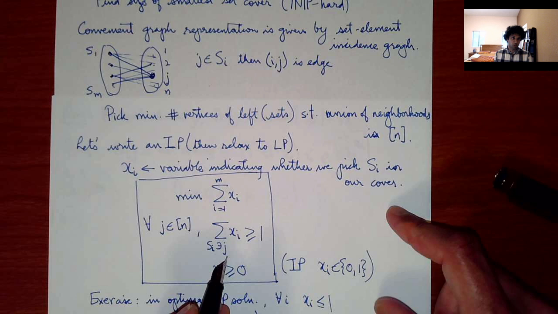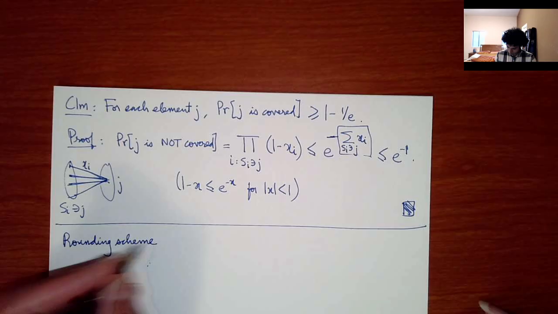Now we'll come up with the final rounding scheme. It is: repeat rounding scheme number 1 independently for 2 log n times. Take the union, or take the subfamily of all sets chosen.